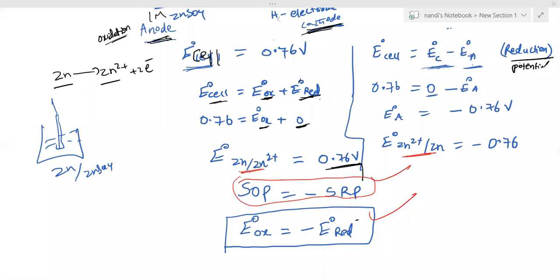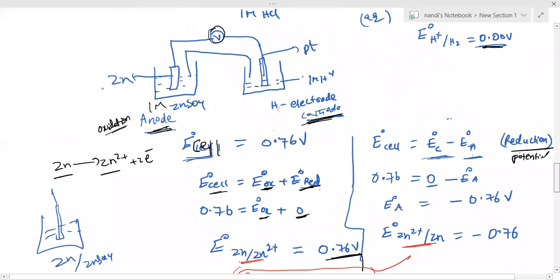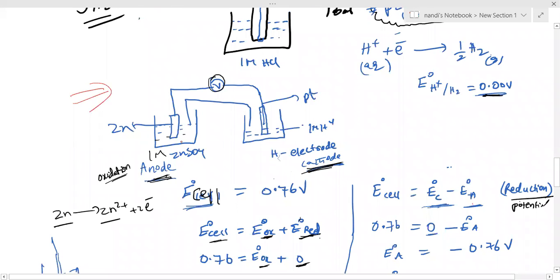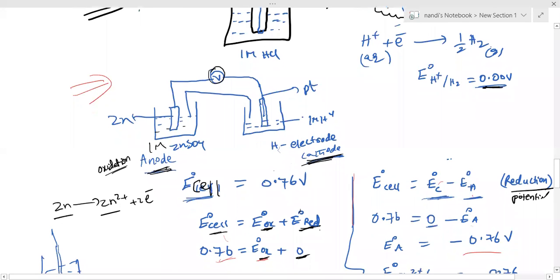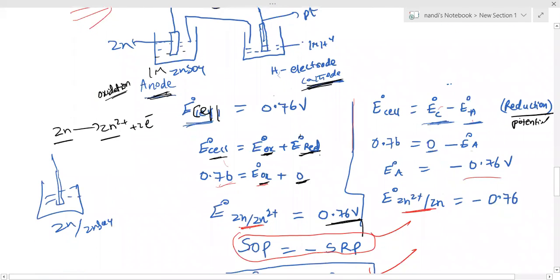I am calculating the E naught cell value of zinc using two methods, with these two formulas. One is the direct formula, oxidation plus reduction. I got the oxidation potential with a positive sign, and the reduction potential from the E naught cell formula with a negative value. So the conclusion is: standard oxidation potential equals minus standard reduction potential. This is the final conclusion.